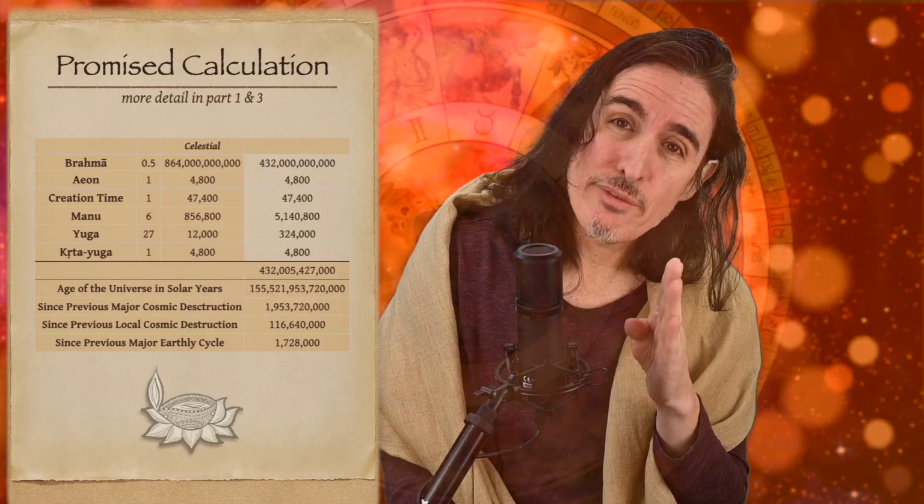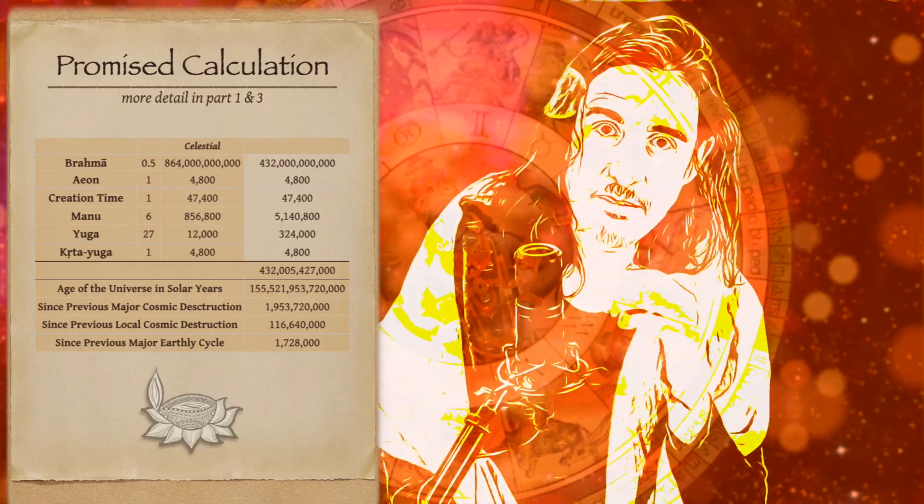Then if we calculate back to the beginning of the previous Manu, then we can know how long it's been since the previous lesser destruction or local cosmic destruction. And that would be 116,640,000 years. And finally, if we just consider Krita Yuga, then we can understand how long it's been since the last kind of earthly major change, which would be 1,728,000 years. But remember, this is as if we were currently at the end of Krita Yuga.